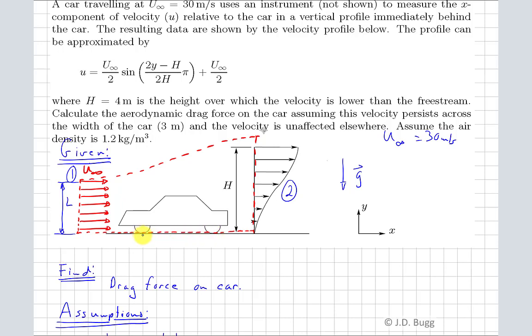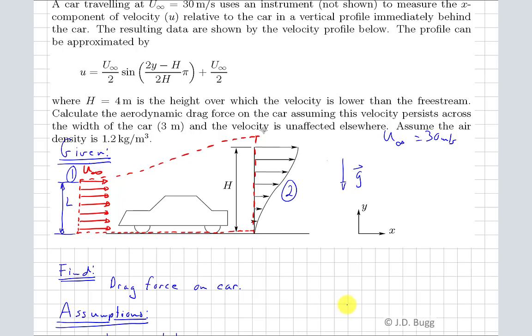So the reaction force is going to be the force that the ground exerts on the car, because the car is in the control volume. The reaction force is always forces exerted on the control volume. So the force that the ground exerts on the control volume through the wheels is that reaction force. So notice that's what we're trying to find here.